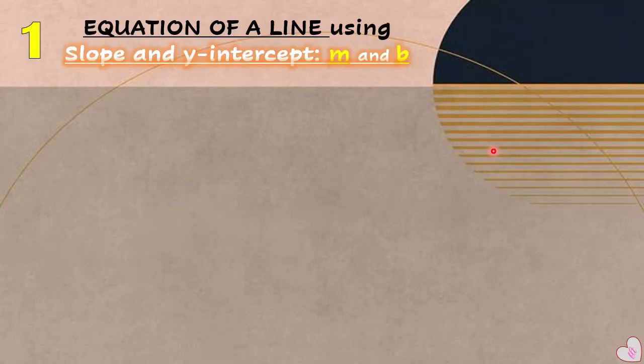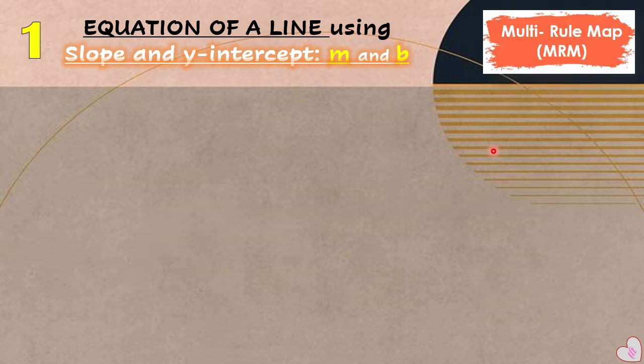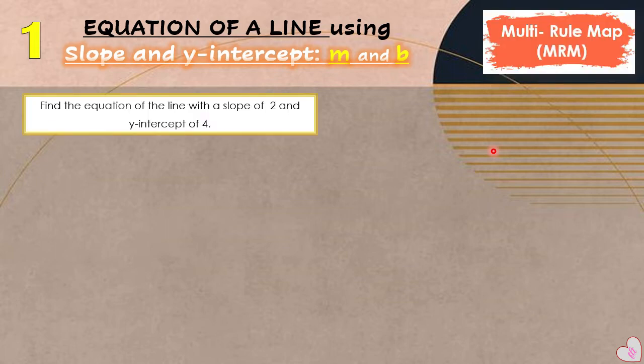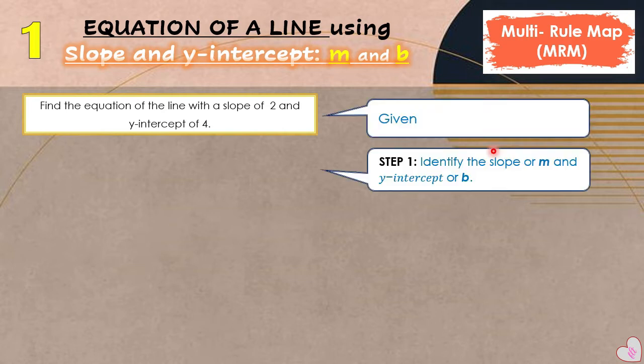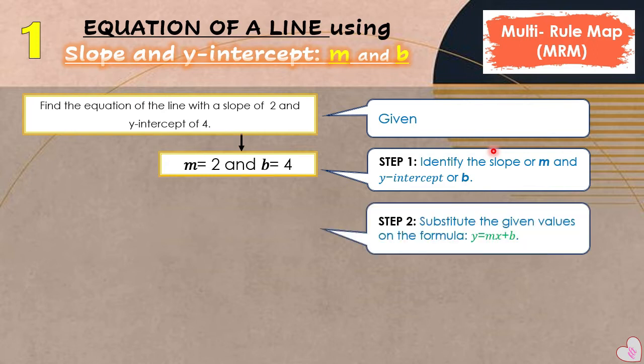Number 1, equation of a line using slope and y-intercept, or m and b. Using the multi-role map, or MRM, find the equation of the line with the slope of 2 and y-intercept of 4. So for the given, step 1, identify the slope, or m, and y-intercept, or b. So we have m is equal to 2 and b is equal to 4.